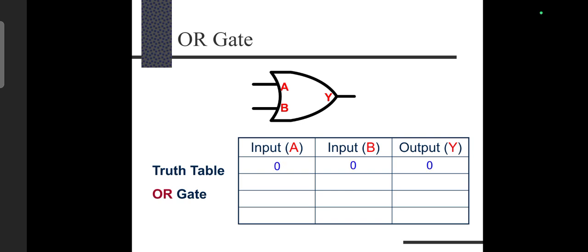When 0, 0 is applied, the output is equal to 0. When 0, 1 is applied, the output is equal to 1. When 1, 0 is applied, the output is equal to 1. When 1, 1 is applied, the output is equal to 1. So that's about the OR gate.